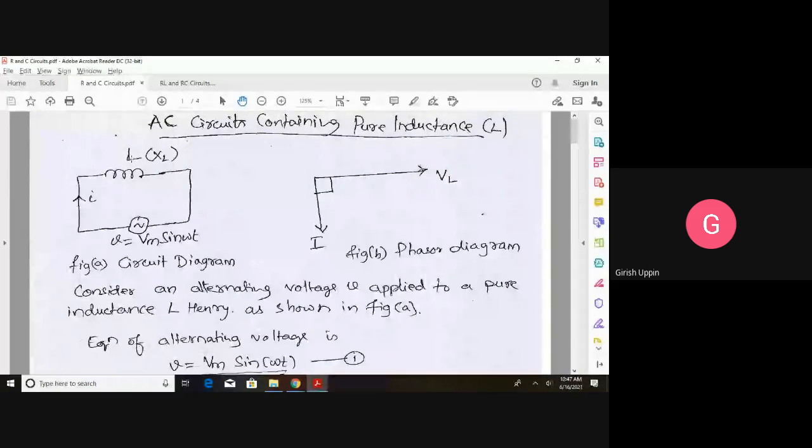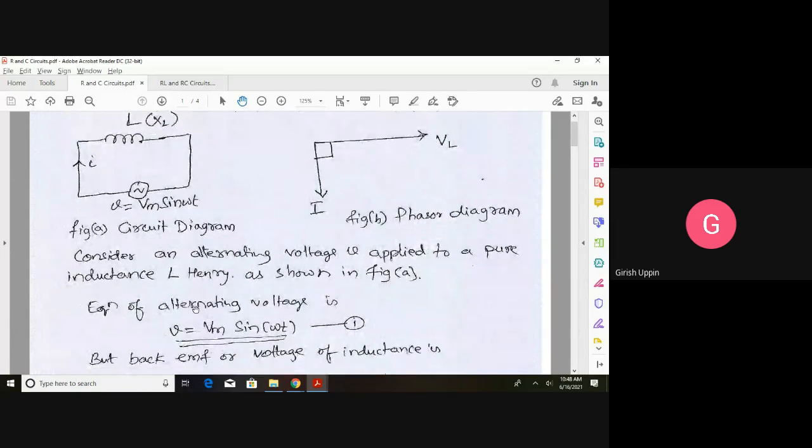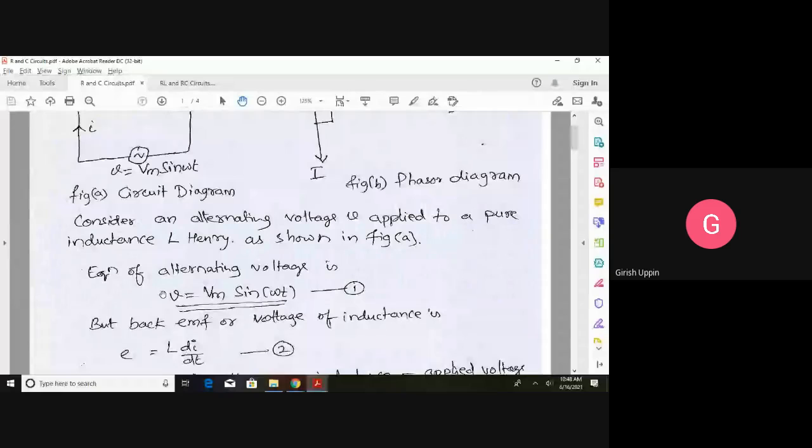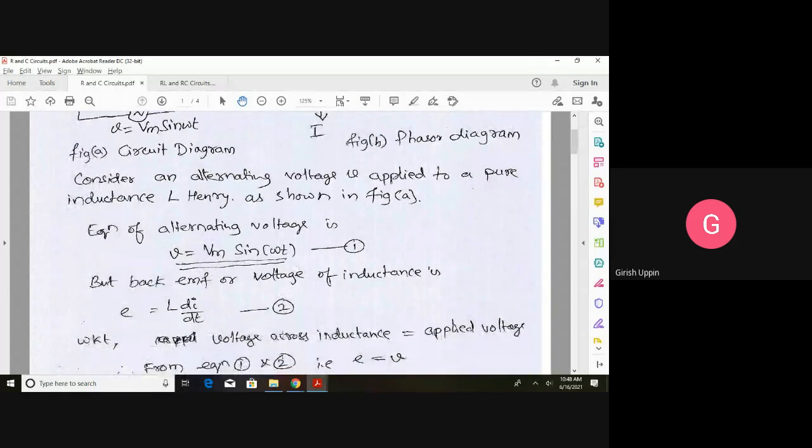When the current is changing, it opposes, and it creates a voltage which is given by L di by dt. So it depends on the rate of change of the current. It is the voltage that will get induced, which will counterbalance the applied voltage. So the applied voltage is V is equal to Vm sin omega t. The back EMF or the voltage of the inductance.